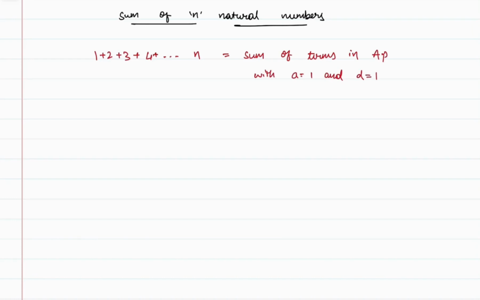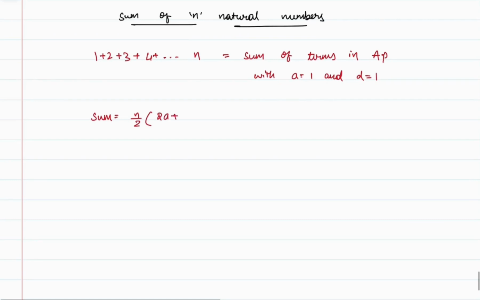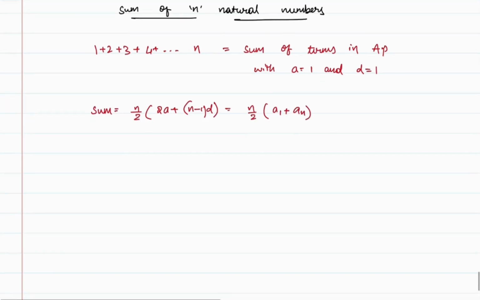So when we apply the formula of sum of n terms, the sum will be equal to n by 2 into 2 times the first term plus n minus 1 into d, or this can also be told as n by 2 into the sum of the first term plus the nth term. So we can use either the first formula or the second one. I'm going to use the second formula here because we know the last term is n. So this will become n by 2 into the first term 1 plus the last term n. So this will become n into n plus 1 by 2.